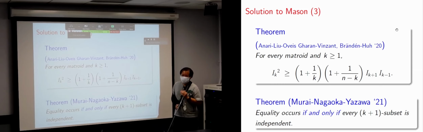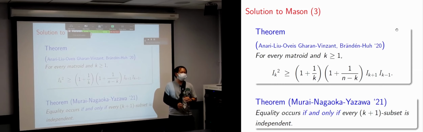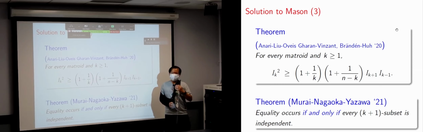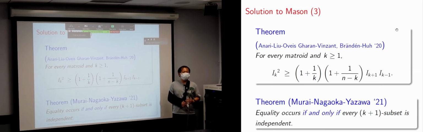This is a very short, very simplified version of the history of Mason's conjecture. And of course, I do not mention many important works, many amazing works by many other authors because of time constraints, and for that, I apologize. But before I proceed further, are there any questions about this history?